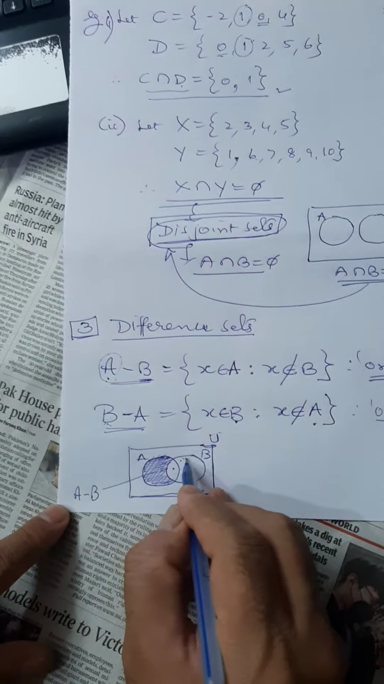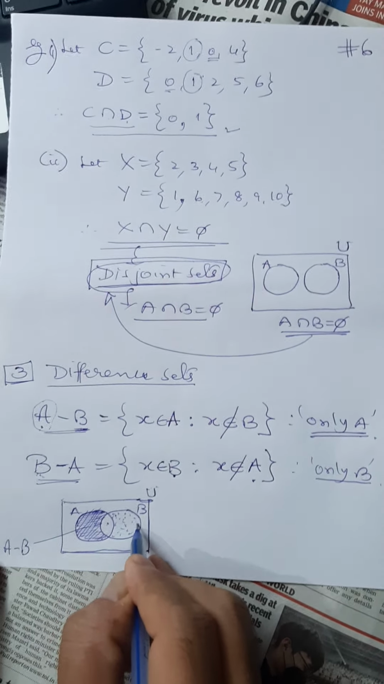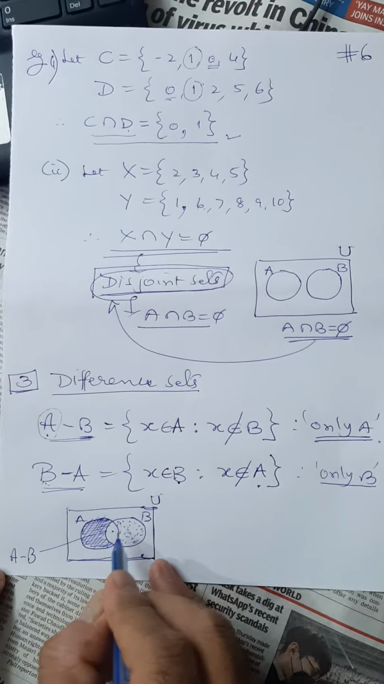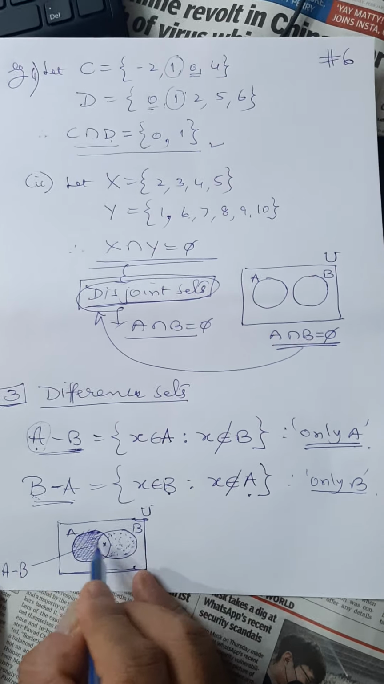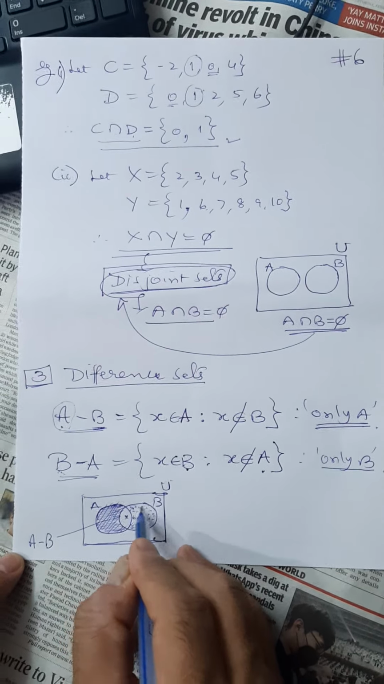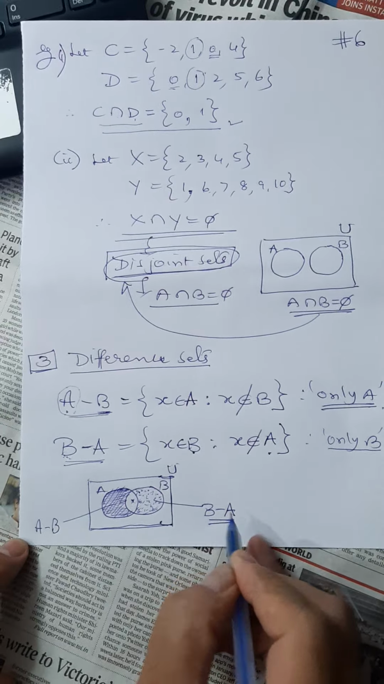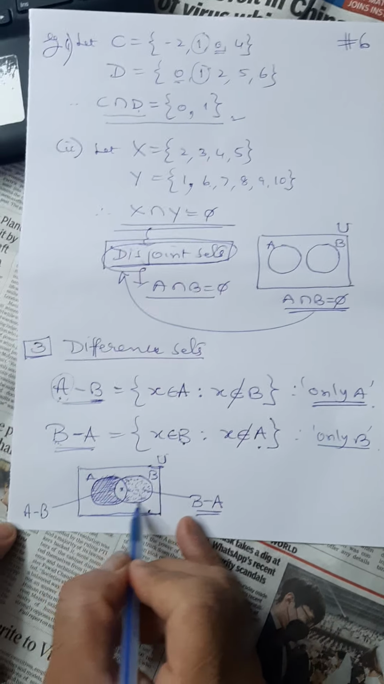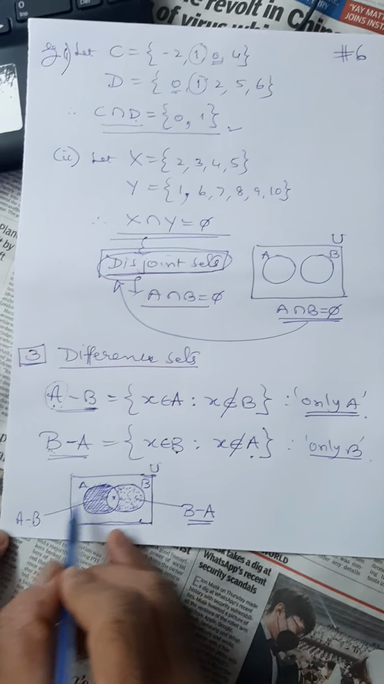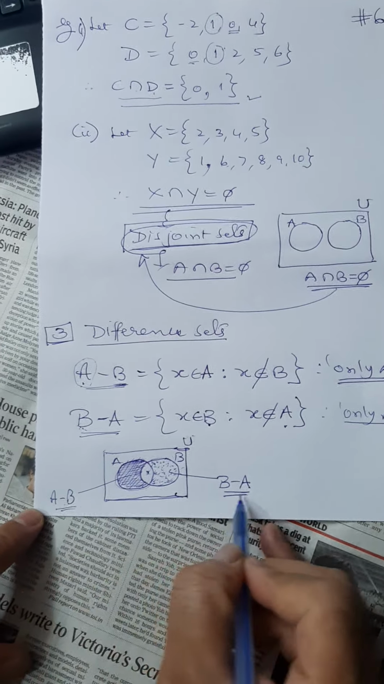If you go to this portion, these are the members of B but not A. If I pick one member from here, it is not in A. So only this much portion is called B difference A, members of B which are not in A. A difference B, members of A but not in B. These are the two difference sets.